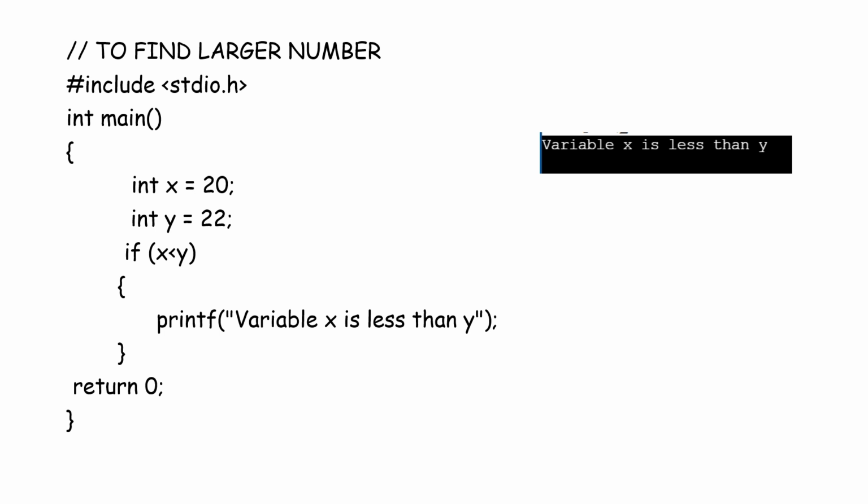Take one more example to find the larger number. Here x and y are two variables which are assigned 20 and 22 respectively. I check the condition x is less than y. Only if x is less than y, I will print that x is less than y. Since 20 is less than 22, the print statement inside the if block gets printed.